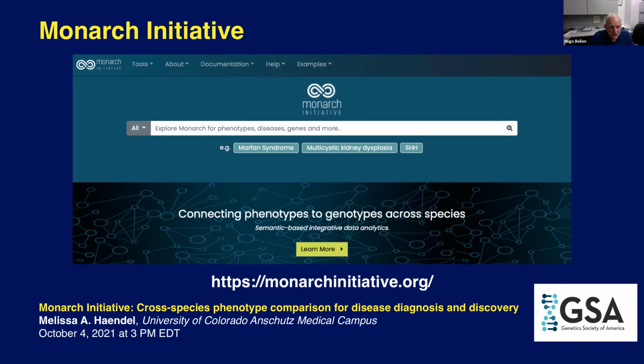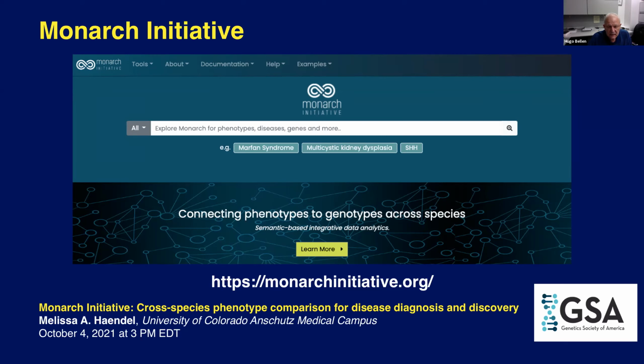Finally, there is another initiative called the Monarch Initiative, where they try to connect phenotypes to genotypes across species. That is also a valuable database to extract information from and try to determine if a gene that is identified in a human may cause a human disease. Melissa Haendel will present a talk on cross-species phenotype comparisons for disease diagnosis and discovery, again in a webinar that will occur on October 4, 2021.